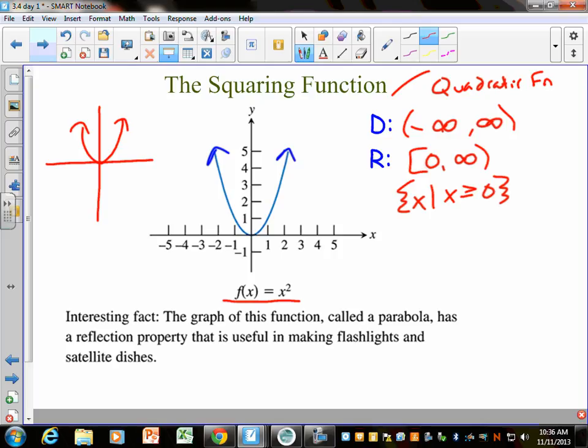But wait, why does this have anything to do with that? Because it's the shape. In a flashlight or a headlight, it's the shape that makes the light go out. So instead of just looking like this, the parabola is what makes it go out and give you a bigger area.